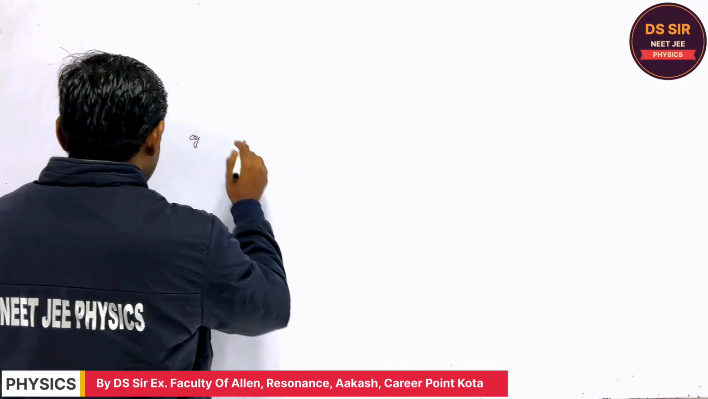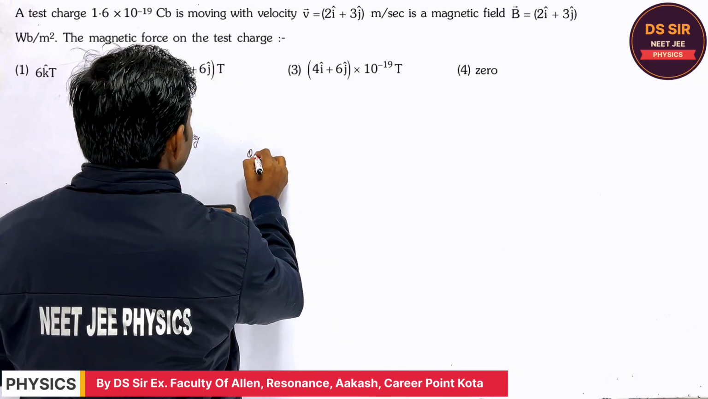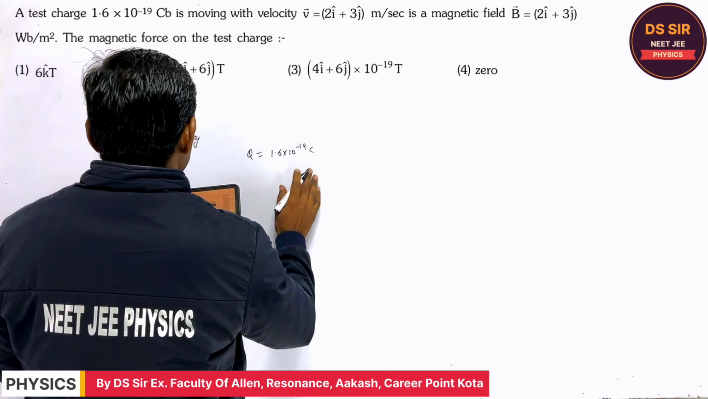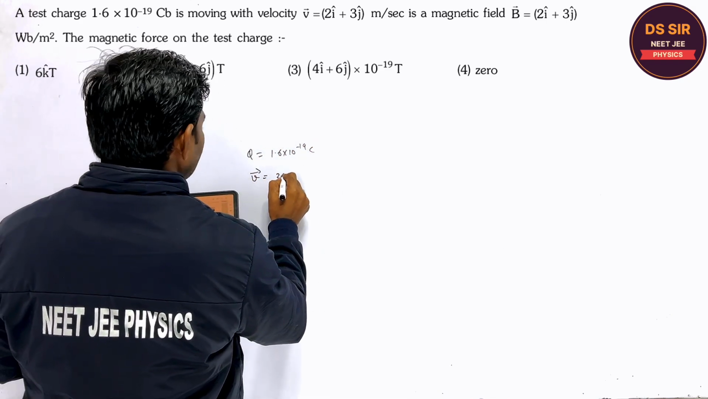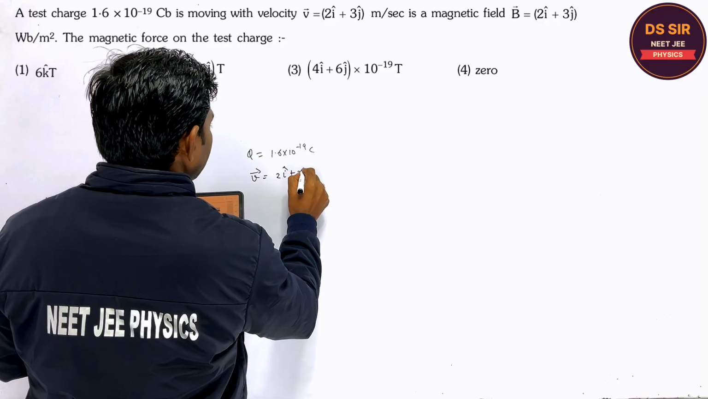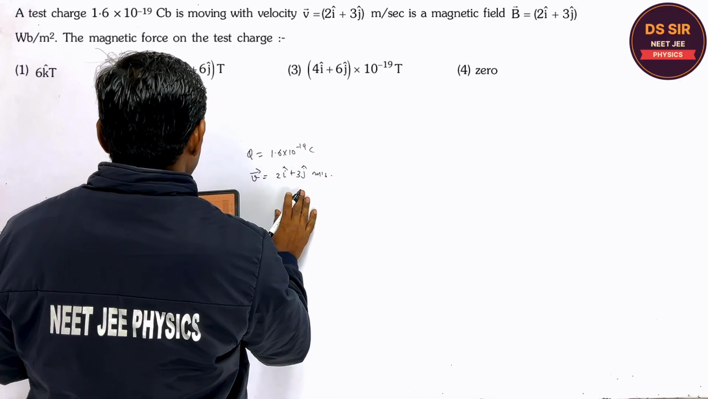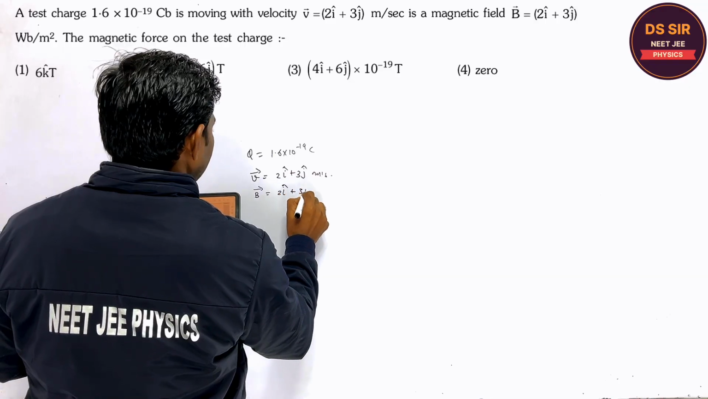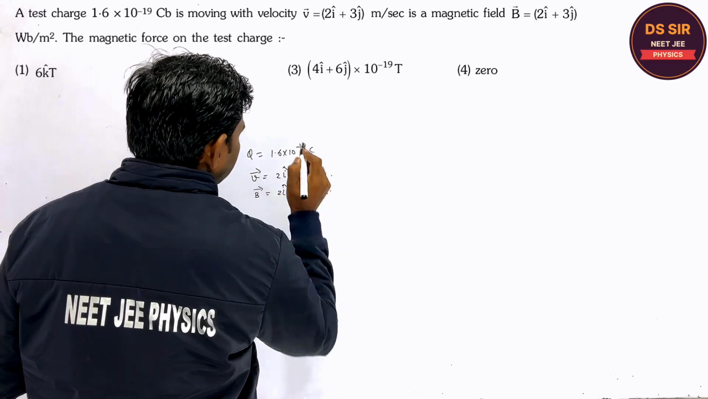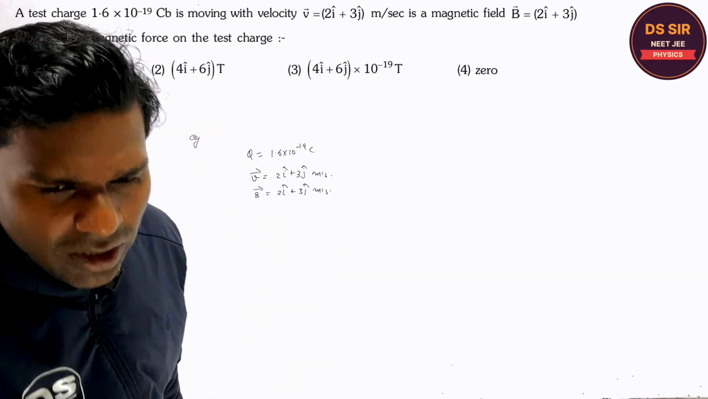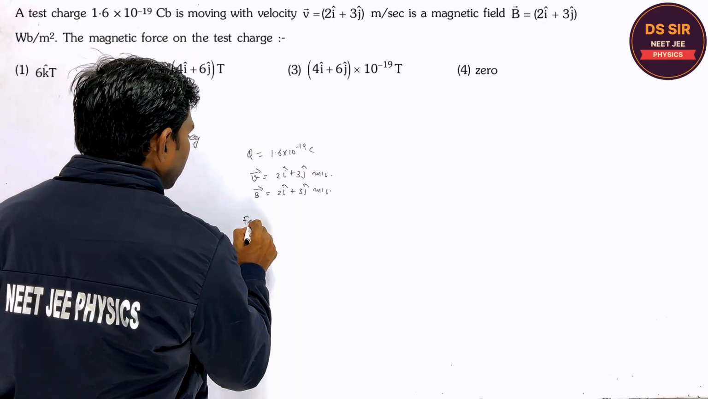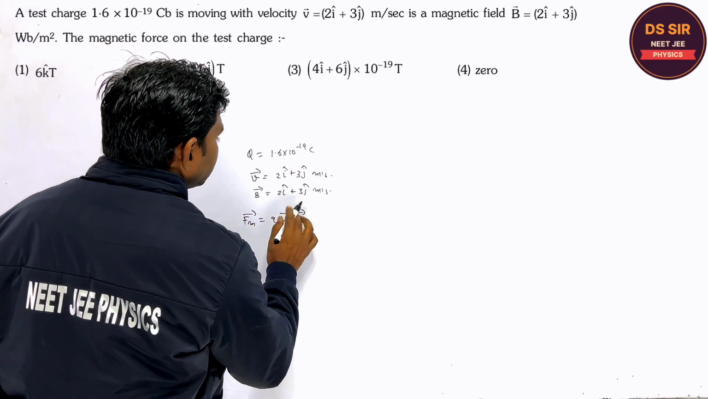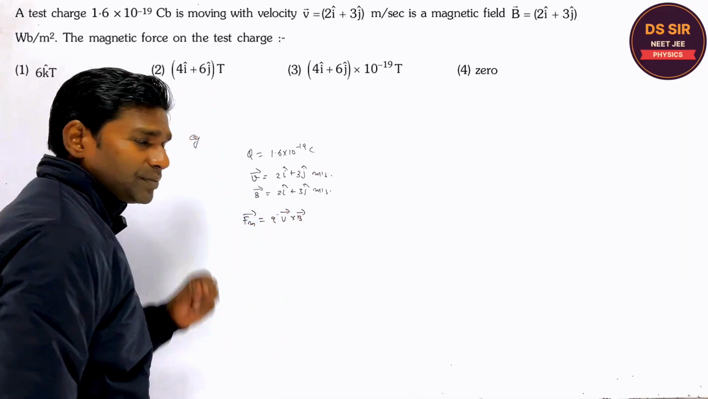So read this example. A test charge of 1.6 × 10^-19 coulomb, and the velocity is given as 2i + 3j cap meter per second, and the magnetic field is 2i + 3j cap. Is it clear or not? So you have to find the magnetic force. So the magnetic force is q v cross B. Is it clear or not?